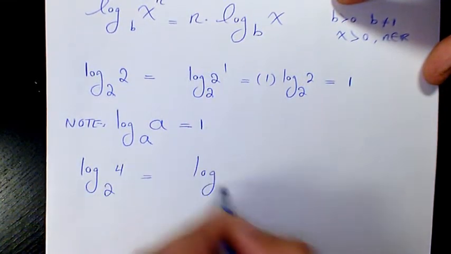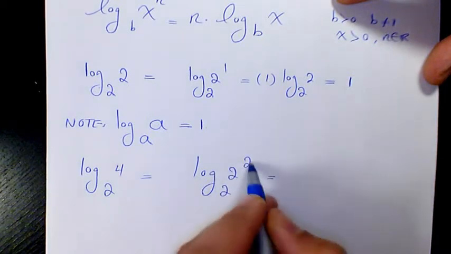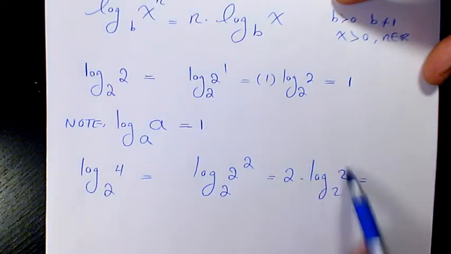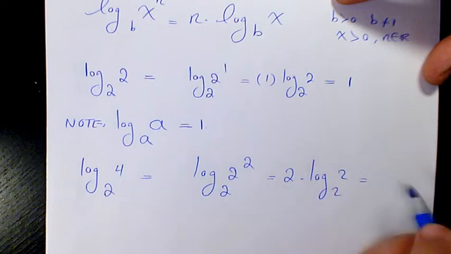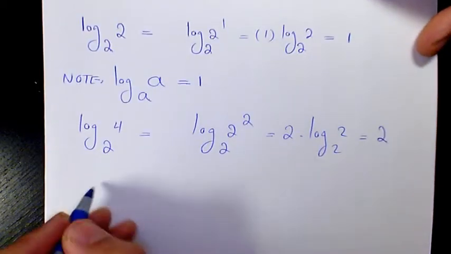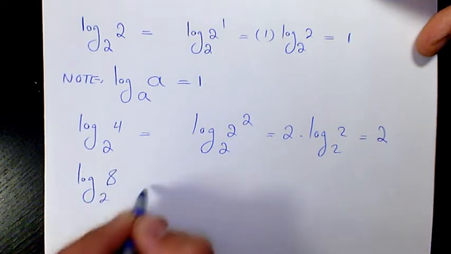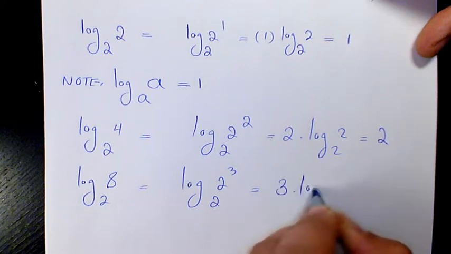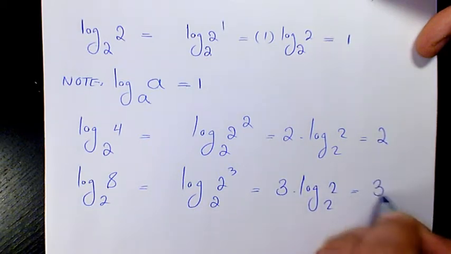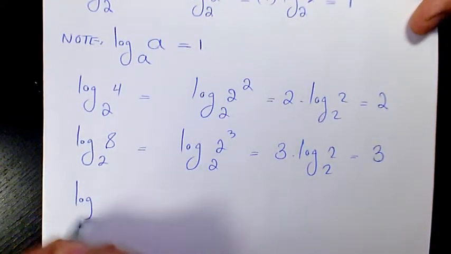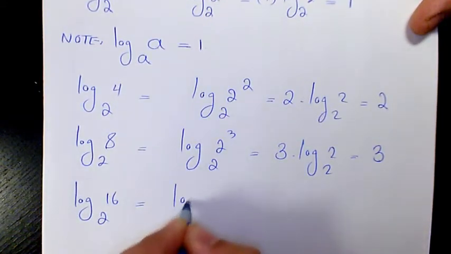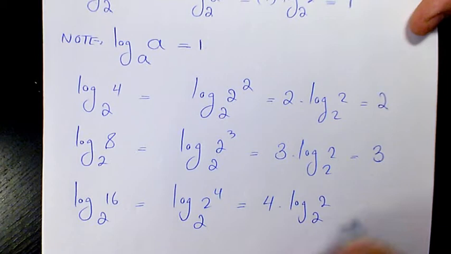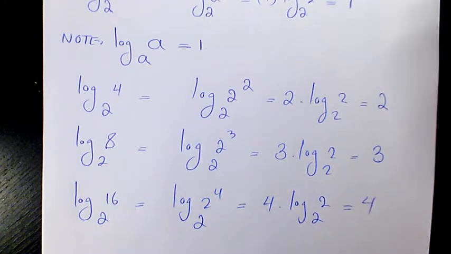Next example, log 4 base 2. We can write 4 as 2 to the power of 2 and then move the exponent to make it a coefficient. So 2 times log 2 base 2. This part is going to be 1 according to this law. So 2 times 1 is going to be 2. Log 8 base 2 is going to be log 2 to the power of 3 base 2. It's going to be 3 times log 2 base 2. 3 times 1 is going to be 3. Next one, log 16 base 2. It's going to be log 2 to the power of 4 base 2, and it's going to be 4 times log 2 base 2. 4 times 1 is going to be 4.